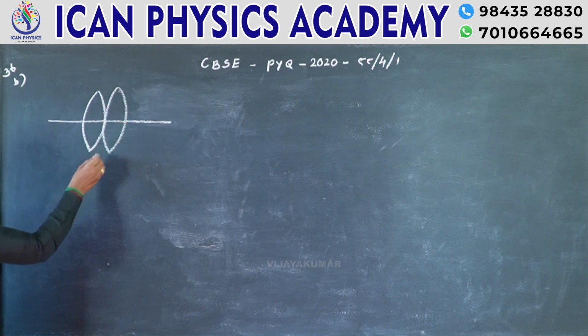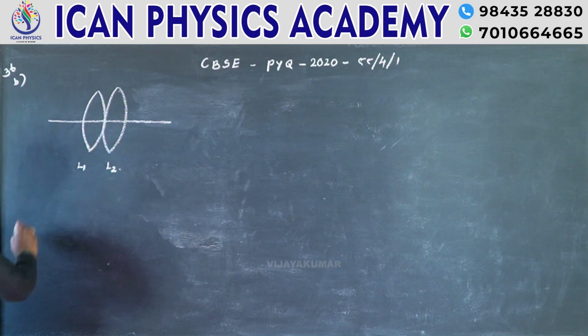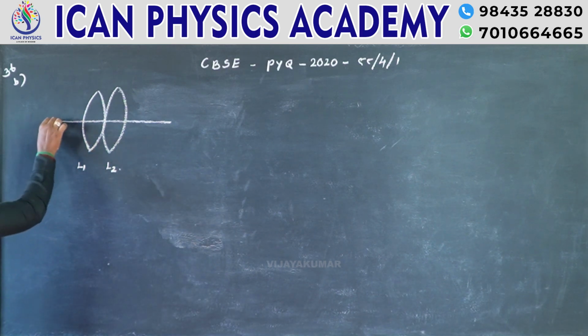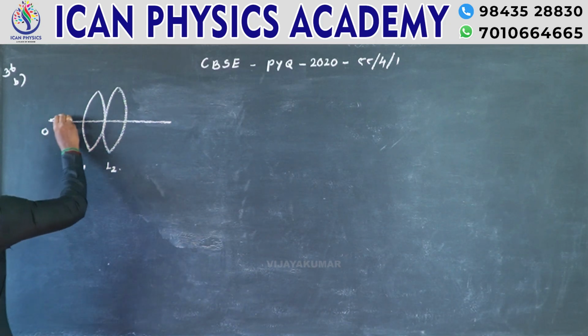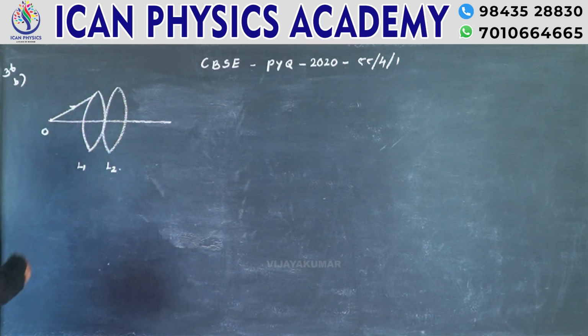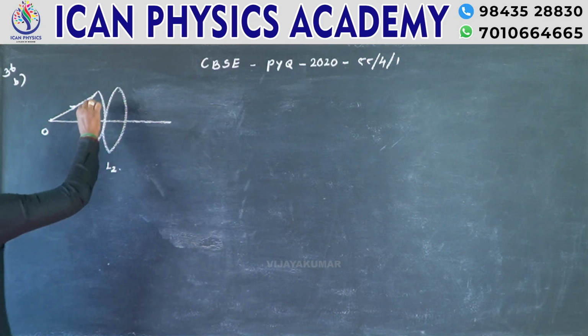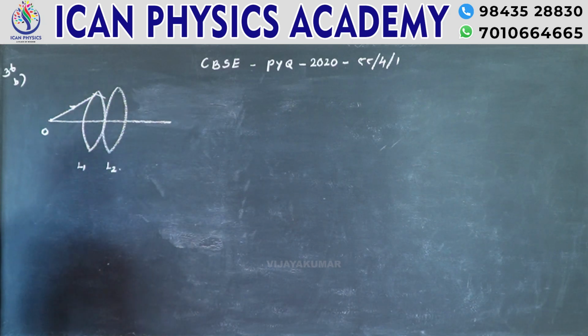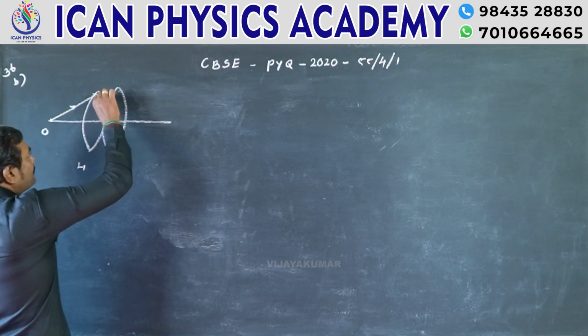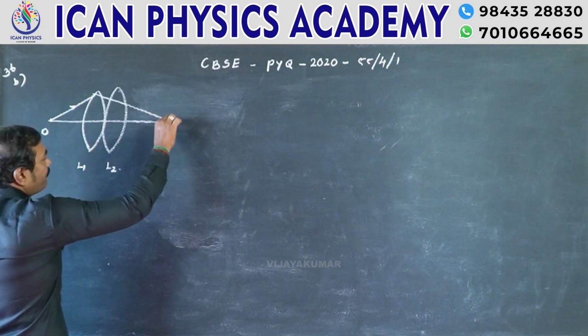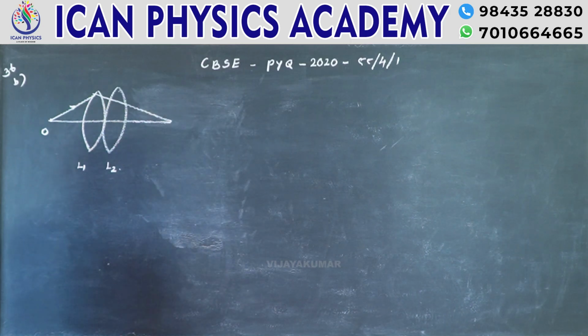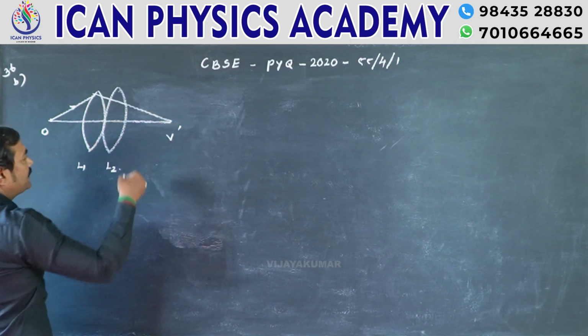Now it will be lens 1 and it will be lens 2. Suppose the object is placed at O. So from the O, the ray falls on the first lens and refraction takes place. Then it falls on the second one and produces the final image at B dash.